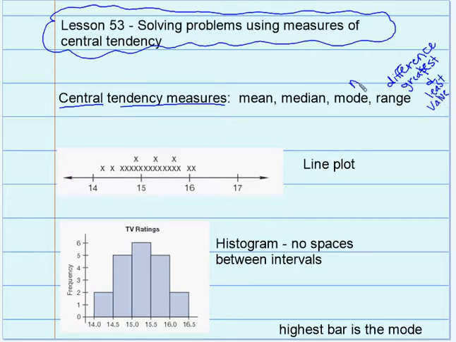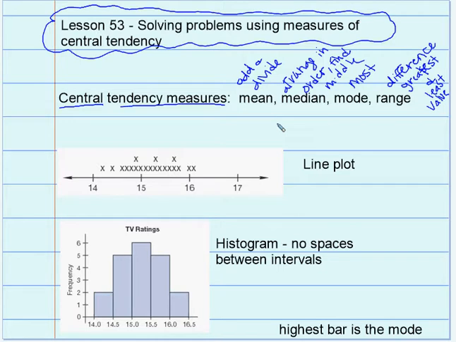The mode is the value that occurs the most. The median, you arrange in order and then find the middle number. And the mean, you add and divide. Okay, now those, you should already know how to calculate: the mean, the median, the mode, and the range.